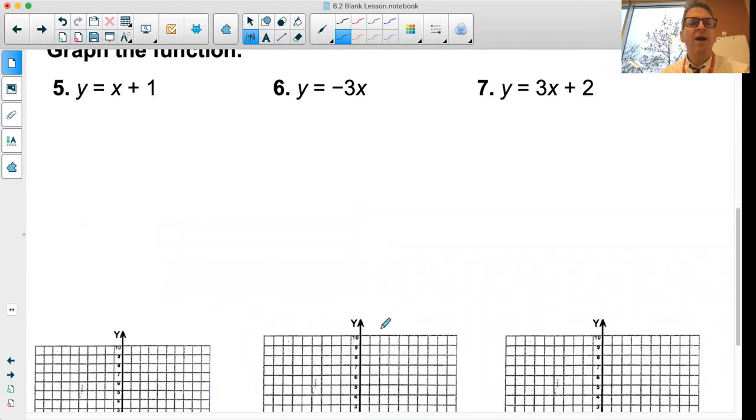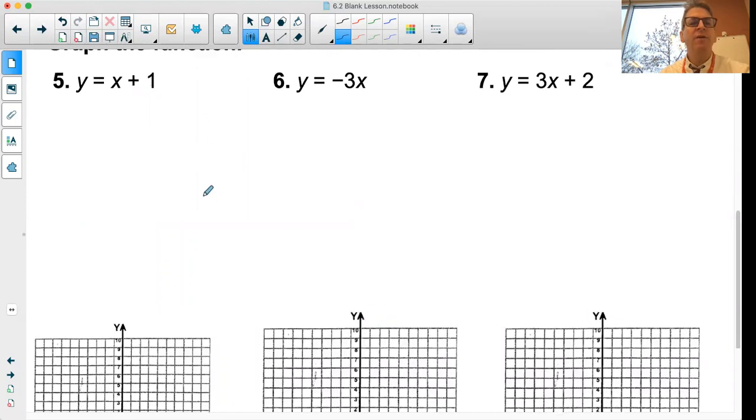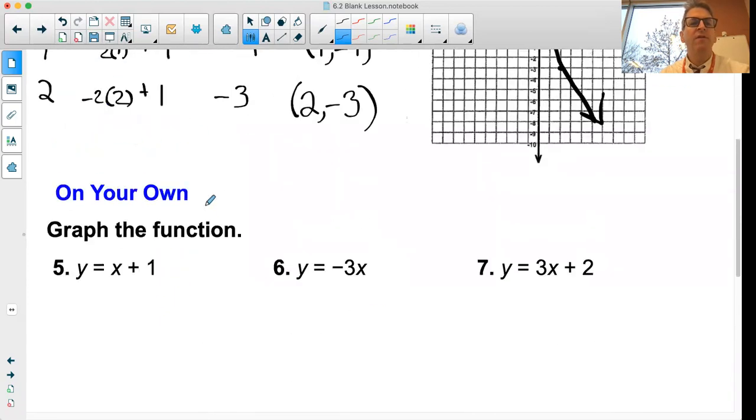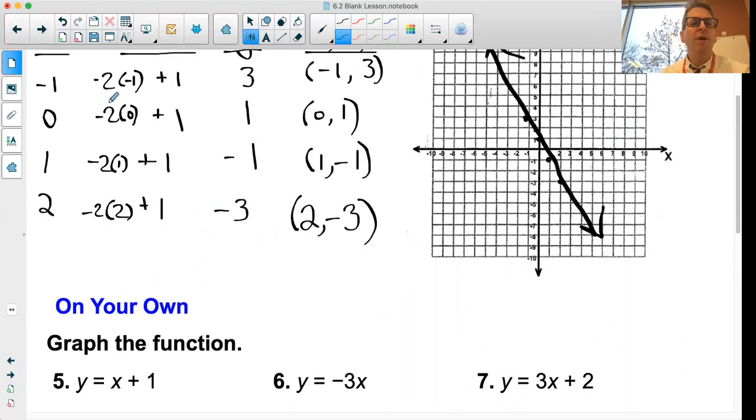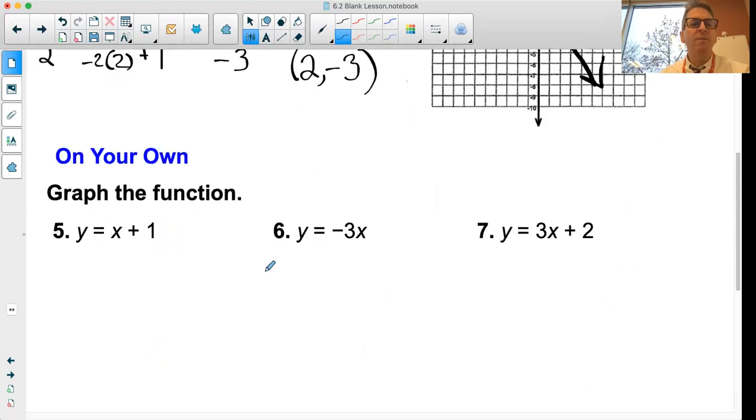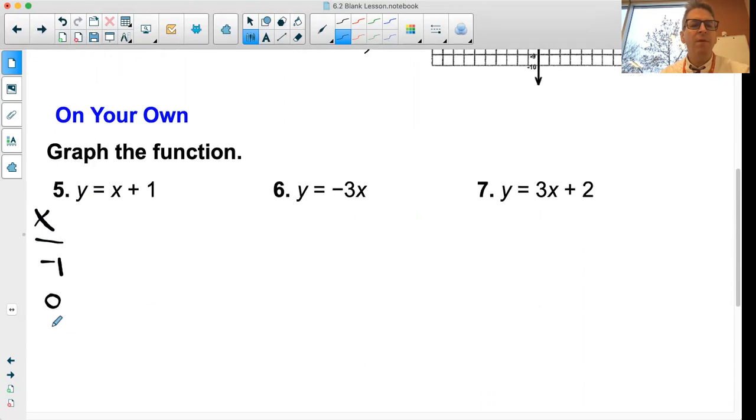It says graph y equals x plus 1. And I'm going to use the same inputs, -1, 0, 1, and 2. So when I evaluate this, and I'm going to use mental math here, -1 plus 1 is 0. 0 plus 1 is 1. 1 plus 1 is 2. And 2 plus 1 is 3.